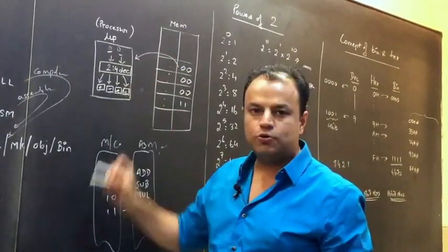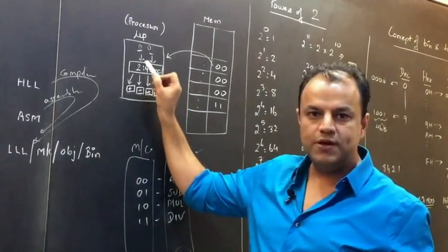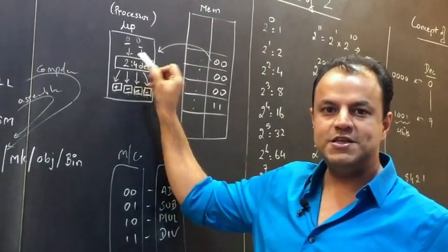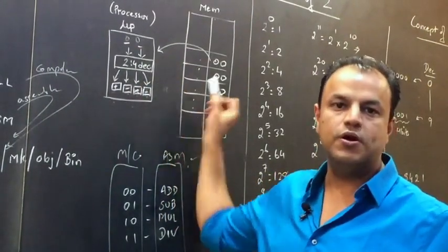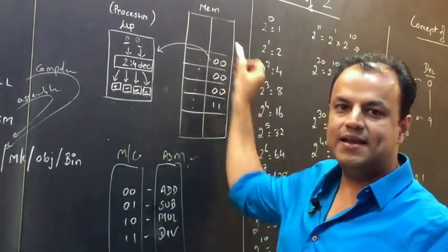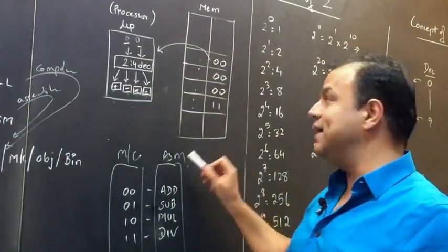It will put the opcode into a 2:4 decoder. I'm sure you know what decoders are. Even if you don't, just listen. A 2:4 decoder has 2 inputs and 4 outputs. If it sees 0, 0, it will trigger the first output. If it sees 0, 1, it will trigger the next output, and so on. So when it sees 0, 0, it will trigger add. The next one 0, 0 again add. The next one 0, 0 again add. The last one 1, 1, that means divide.